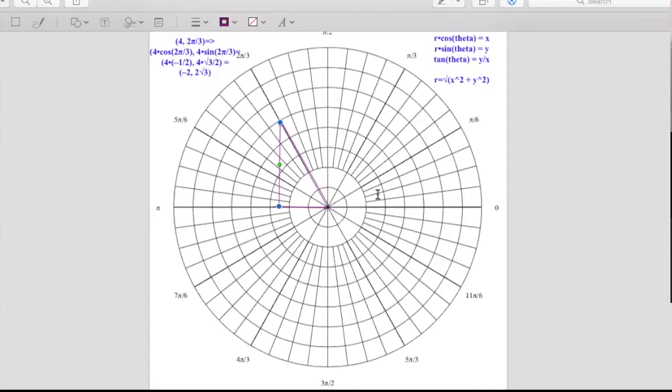And if we know that this is 2 pi over 3, then we know that this point up here, if this were the unit circle, would be negative 1/2 over 1. And this here would be square root of 3 over 2 because this is a special right triangle. That's what you would do.